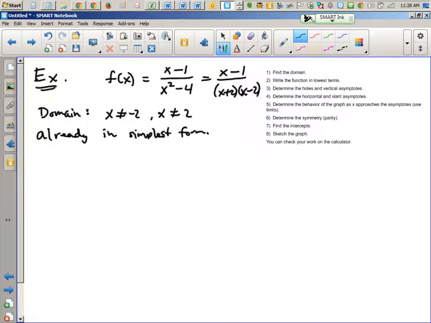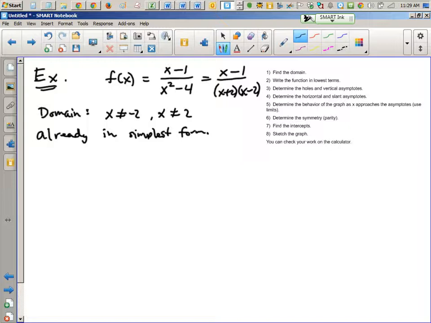I don't see anything that cancels out at all. So we get to skip step 2, see? Okay, the next step says to determine the holes and vertical asymptotes. Well, you're off and running already on this. So look at the denominator and the numerator. Do you see any common factors?